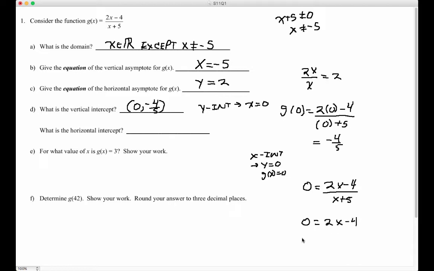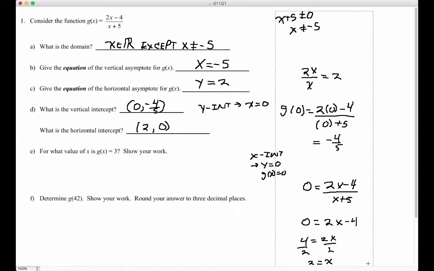All right, so let's add 4 to both sides. Divide both sides by 2. And we get 2 is equal to x. So the horizontal intercept is going to be at (2, 0). Getting a bit cluttered over here, so let me go ahead and clean all of this up just a bit.